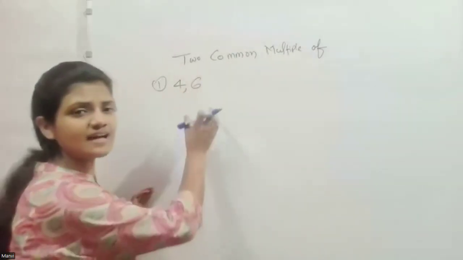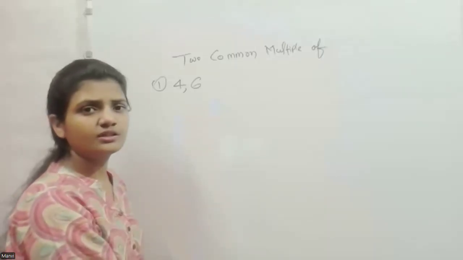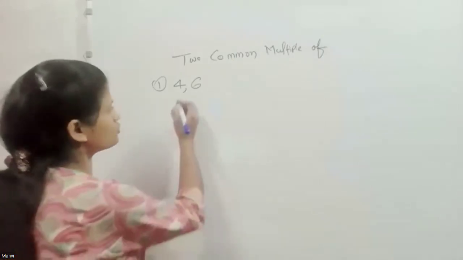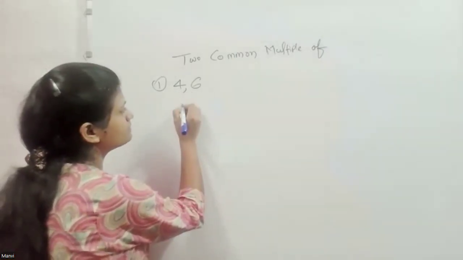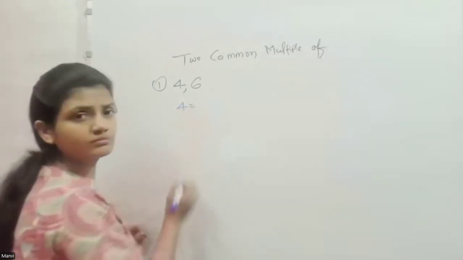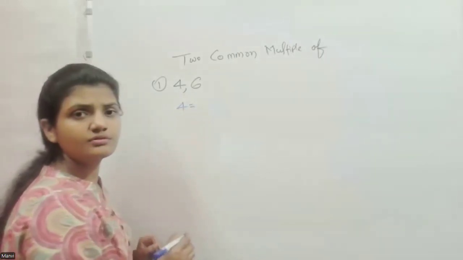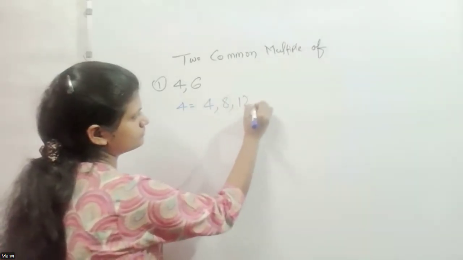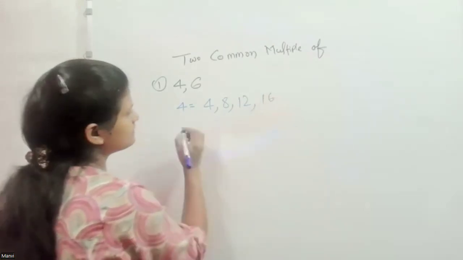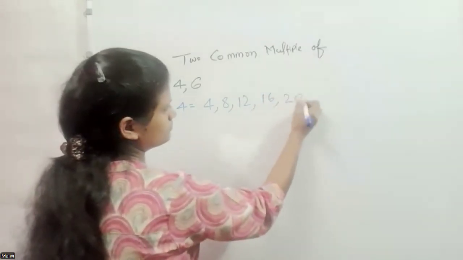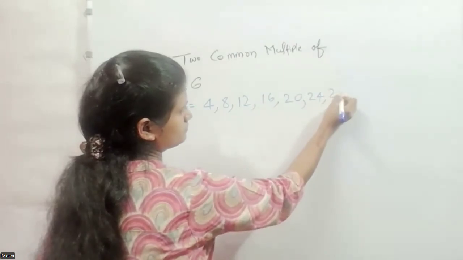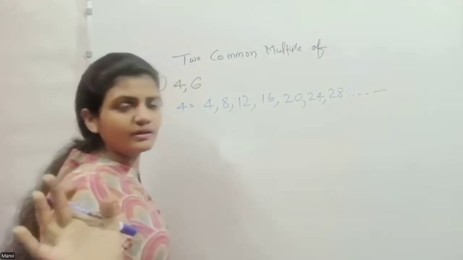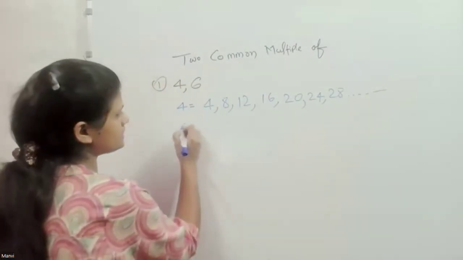Jessica, it's your turn. Riyans, answer this question. Write down the first two common multiples of 4 and 6. So a multiple of 4 is 4, 8, 12, 16, 20, 24, 28, 32, 36, 40, and so on. Jessica, what's the multiple of 6?